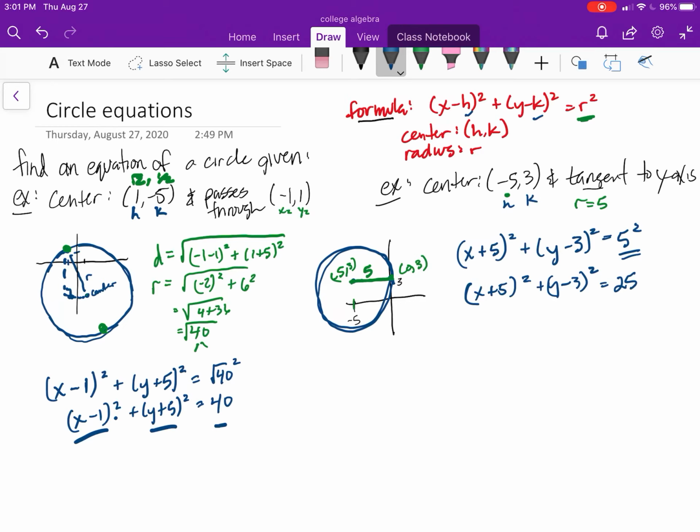Done. Hopefully you find circles easier than they appear. They're quite intimidating to look at, right? But once you see the formula, the equation of a circle, and you know how to use it, it's pretty straightforward, not too bad.